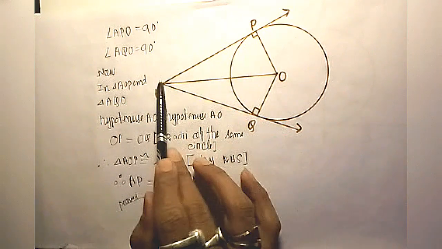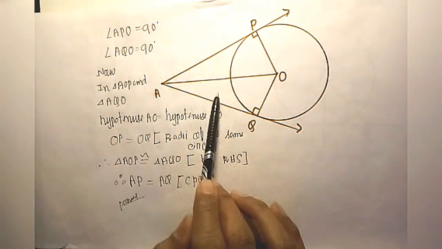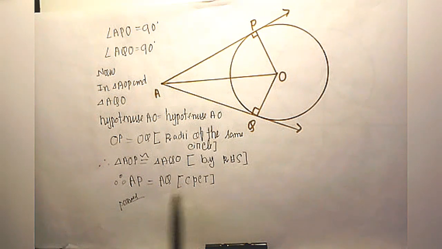So triangles APO and AQO are both congruent by RHS, hence by CPCT AP equals AQ.